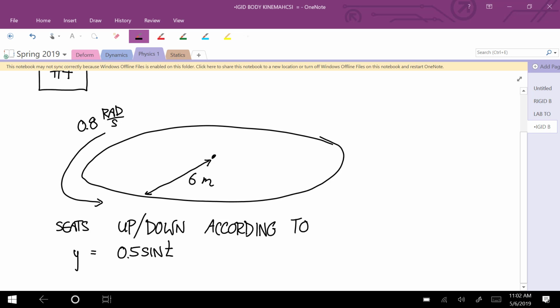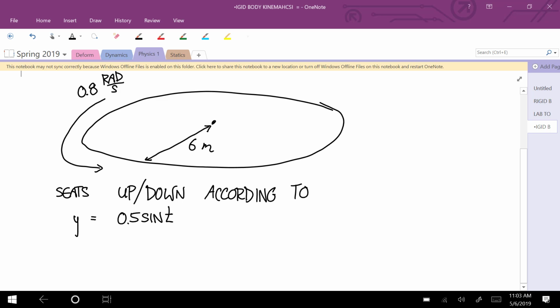Okay, so the way a carousel works, the horses or whatever are going up and down as it rotates around. And so you have the things moving through a motion like that. They're going around and they're also going up and down at the same time. And so we want to figure out some things about the motion.